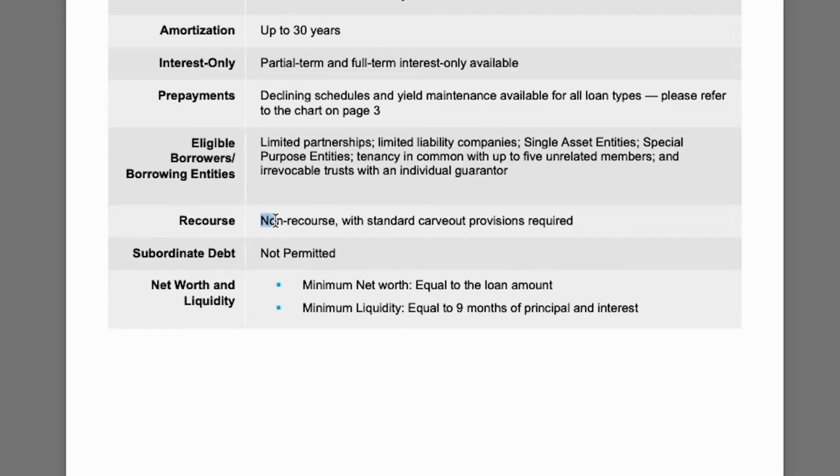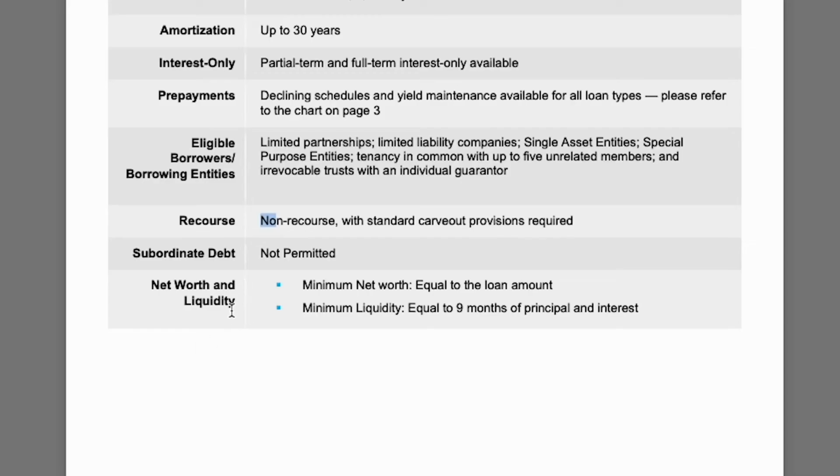All right, so we have recourse and non-recourse. Non-recourse with standard carve-outs, that's pretty standard across the board. So here they will not permit subordinate debt. What that means is they will not have anybody take a second lien position behind their lien. Straightforward. Let's move over to net worth and liquidity.